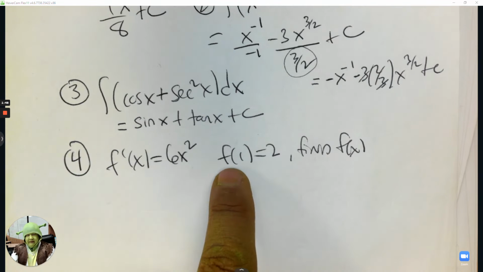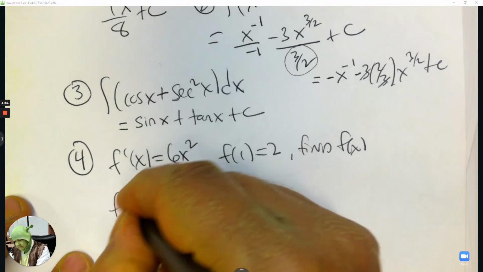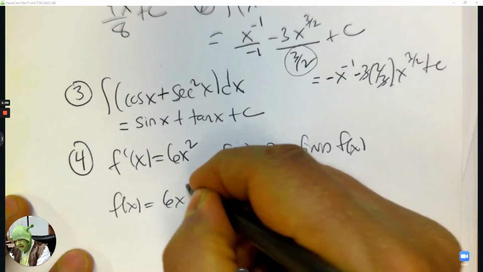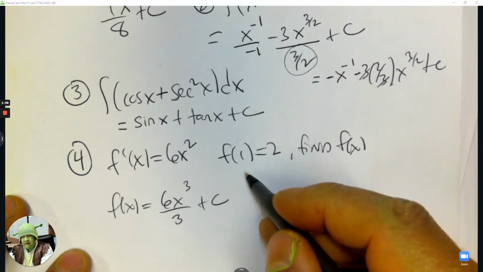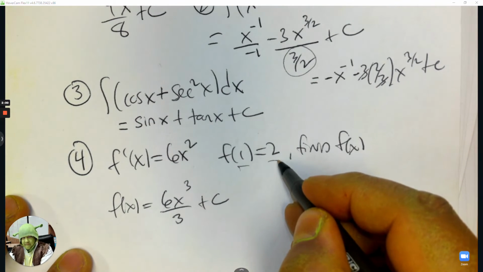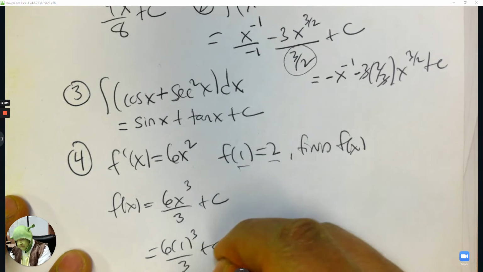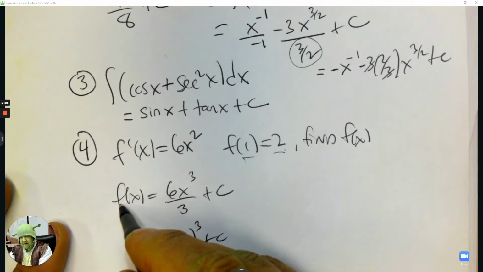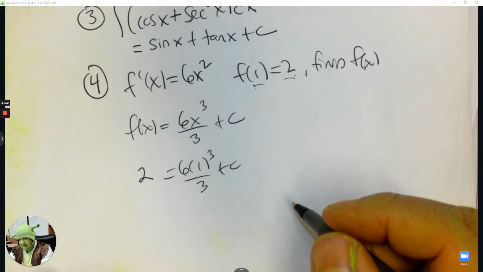The derivative, and you have a point. Can you find f of x? So antiderivative to begin with. What does that mean? You add 1 to the exponent and divide, plus c. And then we have a point to plug in. So this is the x coordinate. This is the y coordinate. That's what f of x is. That goes there. And then we solve it to know what c equals.